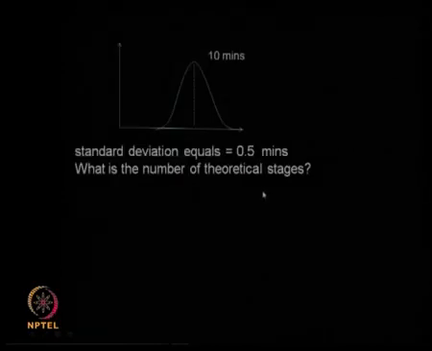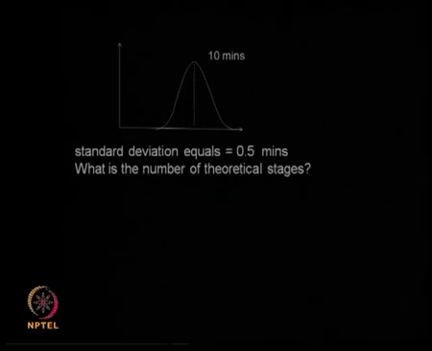Now let us look at a problem. Imagine I am injecting a solute at time equal to 0, and at the 10th minute I get this peak maximum. We will assume this to be a Gaussian distribution. So, T naught will be 10 minutes. Now, the standard deviation is 0.5 minutes. So, what is the number of theoretical stages or number of theoretical plates for that particular chromatography?